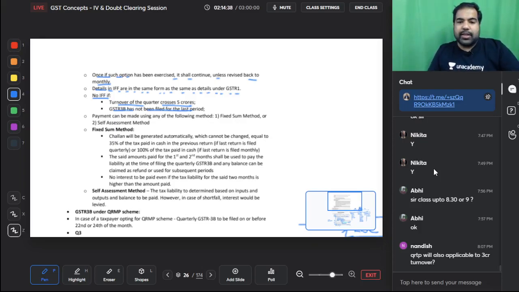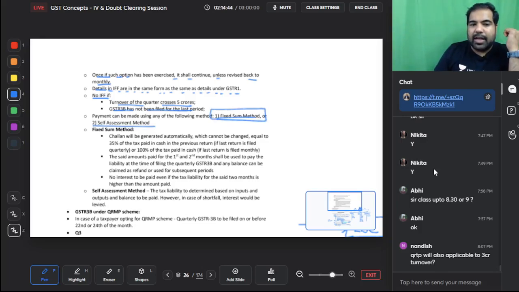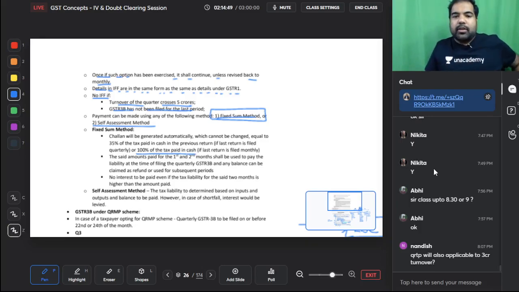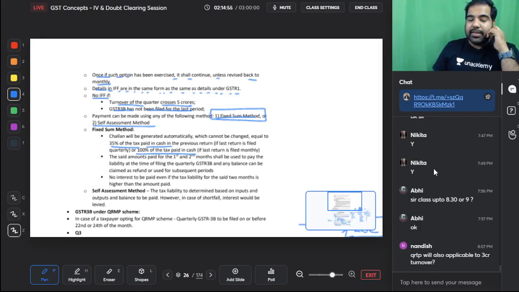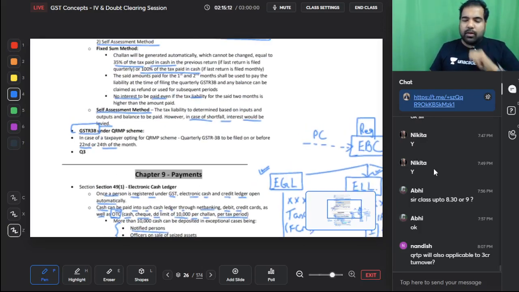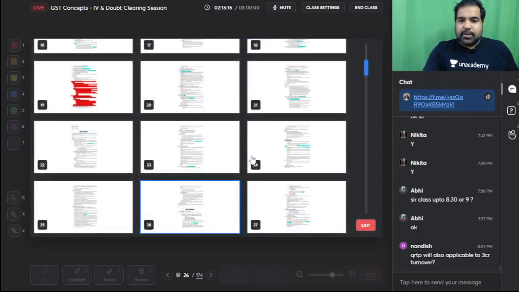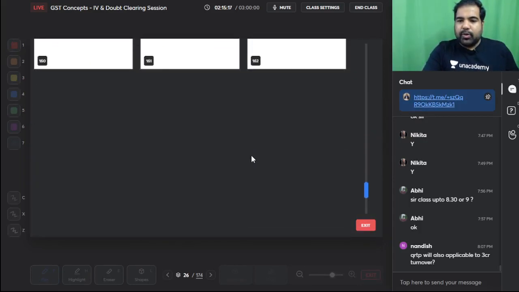Payment can be made in two modes, guys. There is the fixed sum mode and the self-assessment mode. In fixed sum, you don't have to calculate anything. If the last month's return was monthly, then 100% of the tax is paid in cash. And if last month's return was quarterly, then 35% of the tax is paid in cash. Whereas in self-assessment, you will assess, and hence if there is any difference, you will have to pay tax in the self-assessment method. In case of shortfall, interest will have to be levied, but here no interest will be levied. And for GSTR 3B, you also get some more time, so you can file by the 22nd or 24th of the month. Perfect.